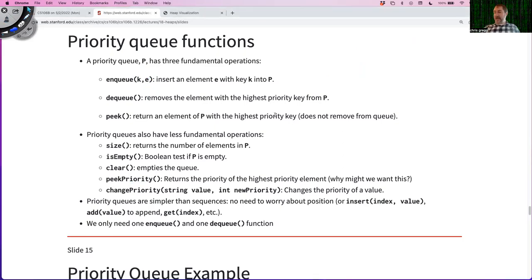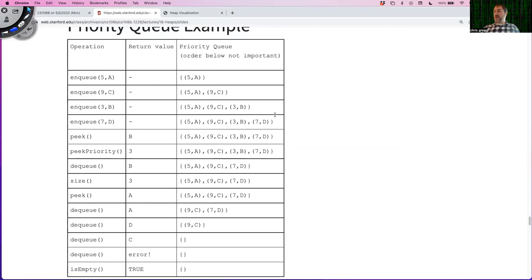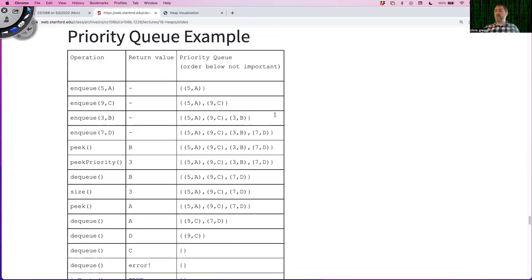All right, I've got a priority queue example here. We're almost running out of time, but let's say that we are enqueuing a priority of five with a value of A. In the heap, in the priority queue, we would have five and A. That's the only thing we'd have in there. It would look like this, five and A is the value.